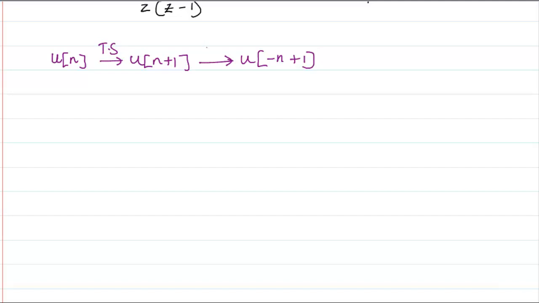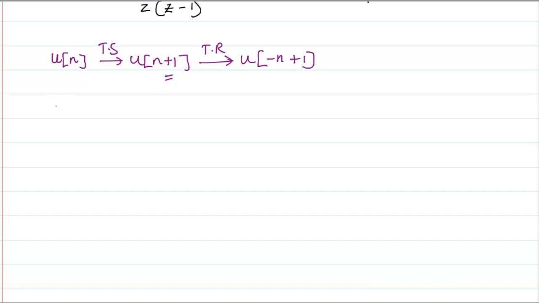I can do the same problem also in another way. That means I can first find u of n, and then I can go for u of n plus 1, and then I can go for u of minus n plus 1. So what is happening here? Here I am having time shifting, and here I am having time reversal. I can write it like this. But see, here the shifting is now plus 1. Let us see if the answer we are going to get is same.